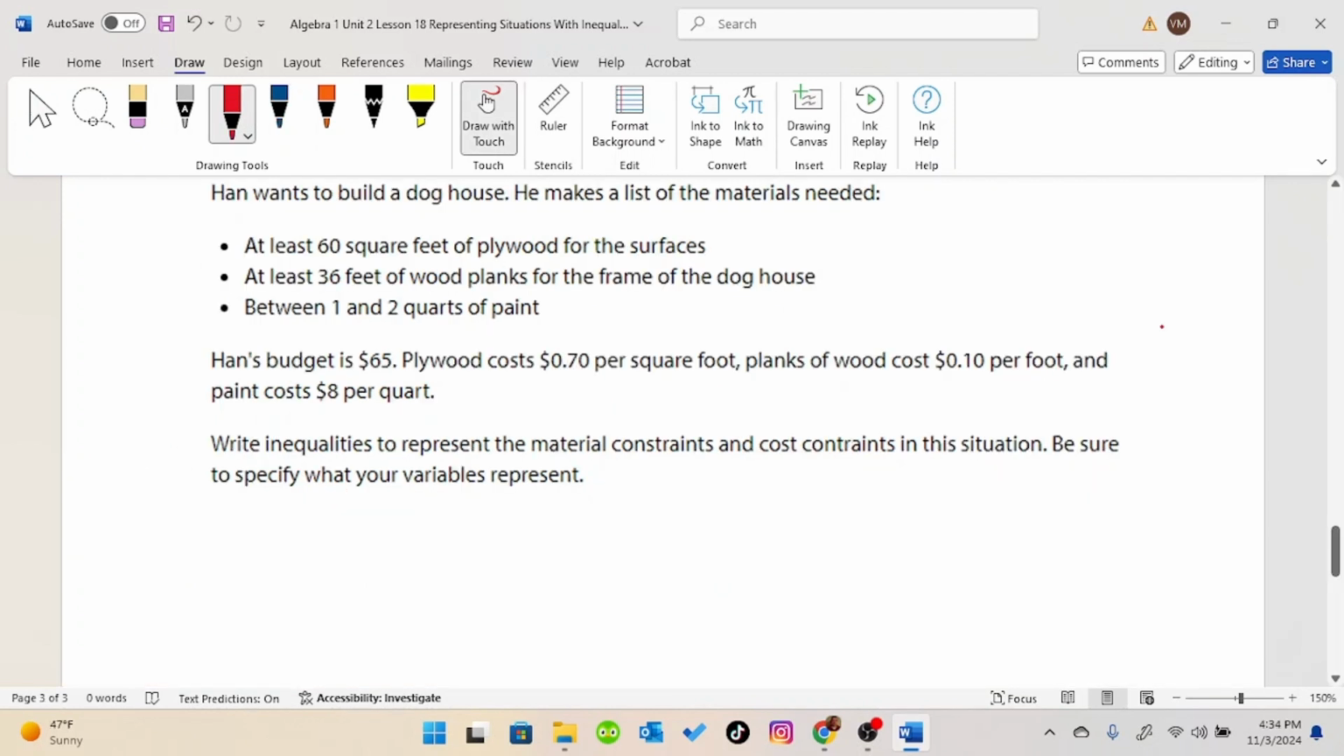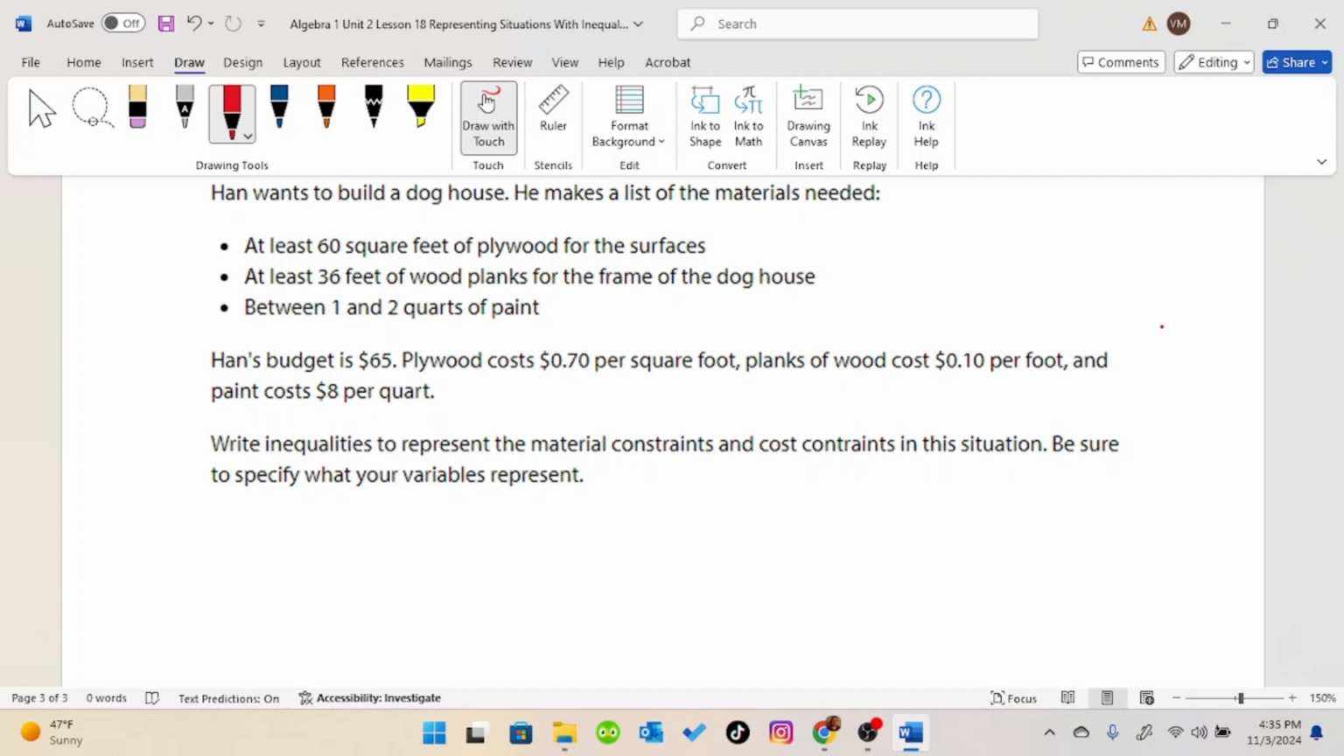Our last practice problem, Han wants to build a doghouse. He makes a list of the materials needed. At least 60 square feet of plywood for the surfaces, at least 30 feet of wood planks for the frame of the doghouse, and between 1 and 2 quarts of paint. Han's budget is $65. Plywood costs 70 cents per square foot. Planks of wood cost 10 cents per foot, and paint costs $8 per quart.